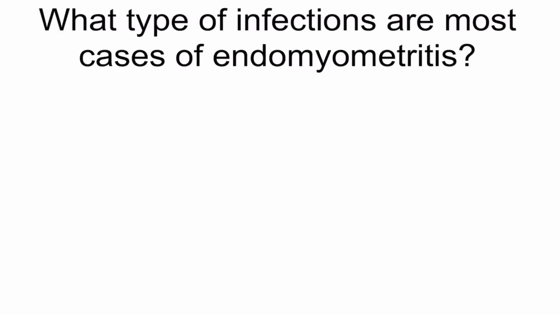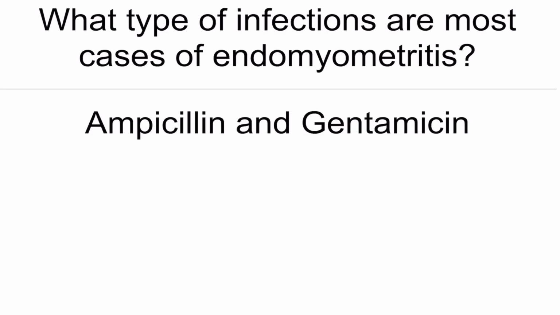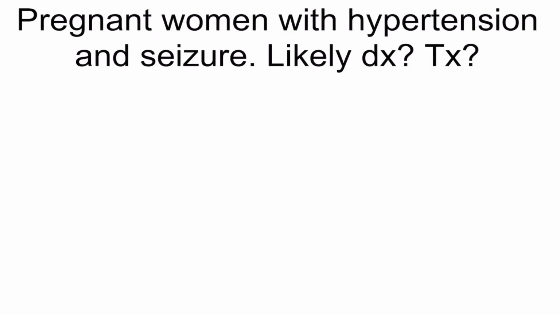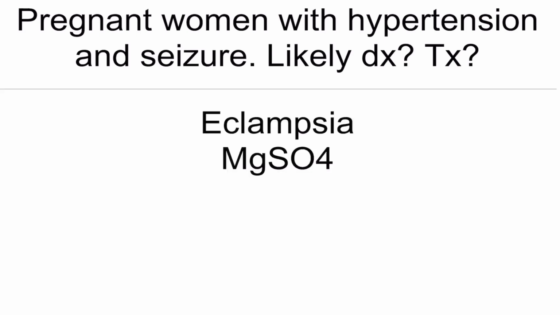What type of infections are most cases of endomyometritis? Ampicillin and gentamicin. Pregnant woman with hypertension and seizure. What's the most likely diagnosis and treatment? Eclampsia, and you treat them with magnesium sulfate.